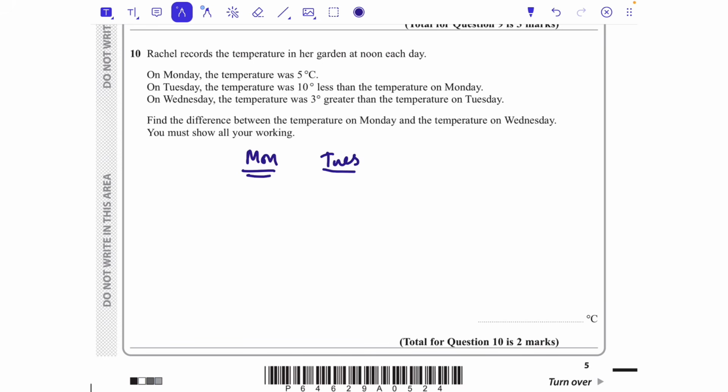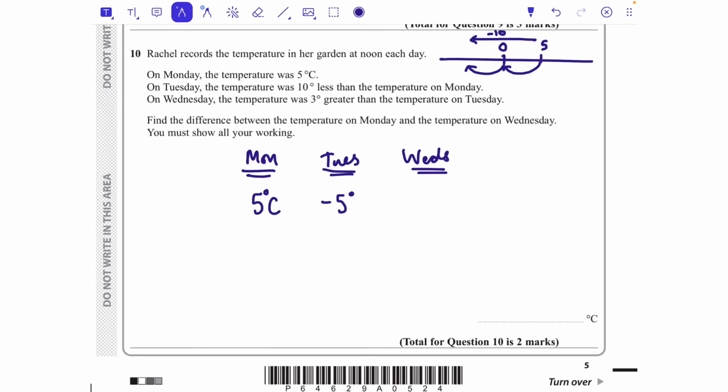Monday, Tuesday, and Wednesday. So on Monday, it was 5 degrees. On Tuesday, it said it was 10 degrees less. Now think about your number line. If you're at 5 degrees and you're going 10 degrees left, we need to go down by 10. We need to subtract 10 from 5. It takes us 5 to get to 0, so it's going to take us another 5 down, and that's going to be minus 5 degrees.